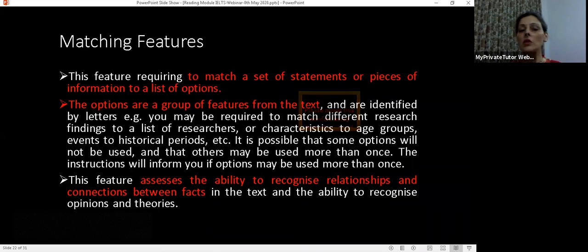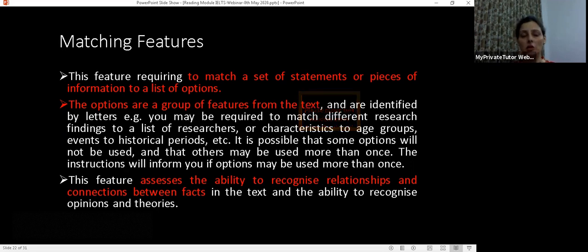Okay. This feature requires matching features. This feature requires you to match a set of statements or pieces of information to a list of options. The options are a group of features from the text, and they are determined by letters. For example, you may be required to match different findings to a list of researchers, or characters, characteristics, age groups, events, historical periods, etc.